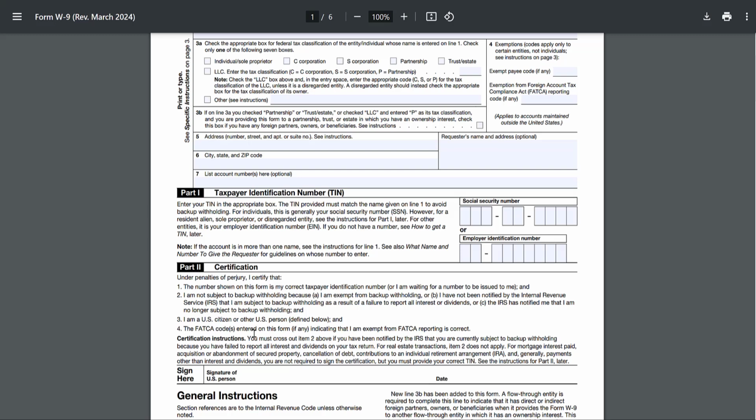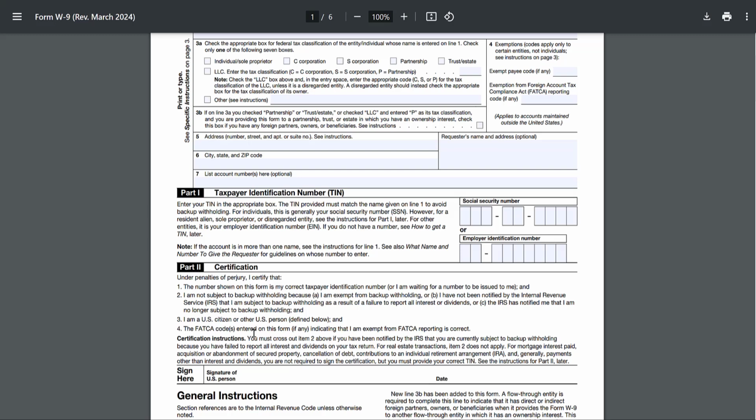Okay? So they certify that they are not subject to backup withholding as a contractor. What ends up happening is if that contractor owes the IRS money, the IRS is going to say, you have to have income tax withheld from your payments even though you're a contractor and you're not an employee.